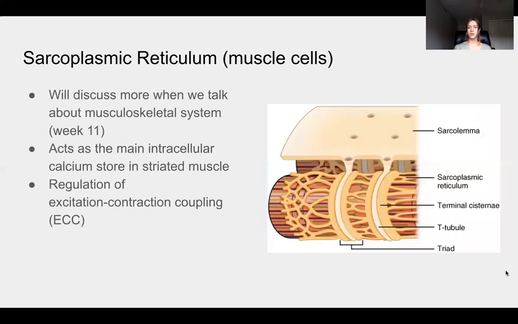So I'm going to talk very briefly about the sarcoplasmic reticulum. We'll talk more about this when we talk about the musculoskeletal system, which is in week 11. The sarcoplasmic reticulum is unique to muscle cells, and it acts as an intracellular calcium store in striated muscle. And it's very crucial to regulation of excitation-contraction coupling. So it's just good to be familiar with this and expect to go more in depth in our week 11 video.